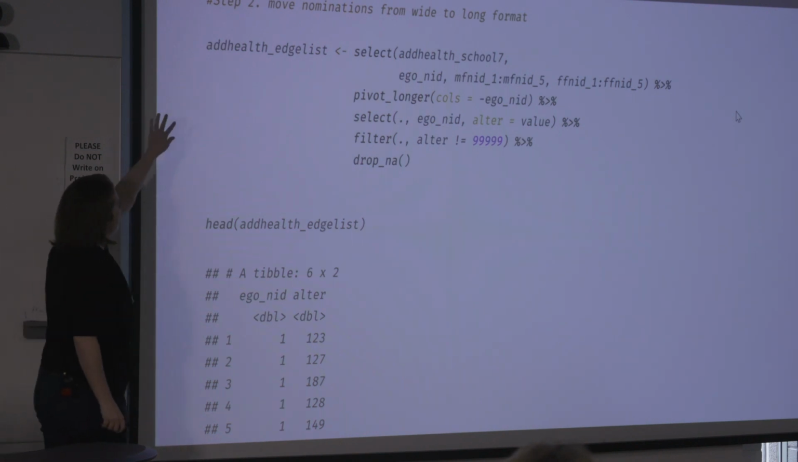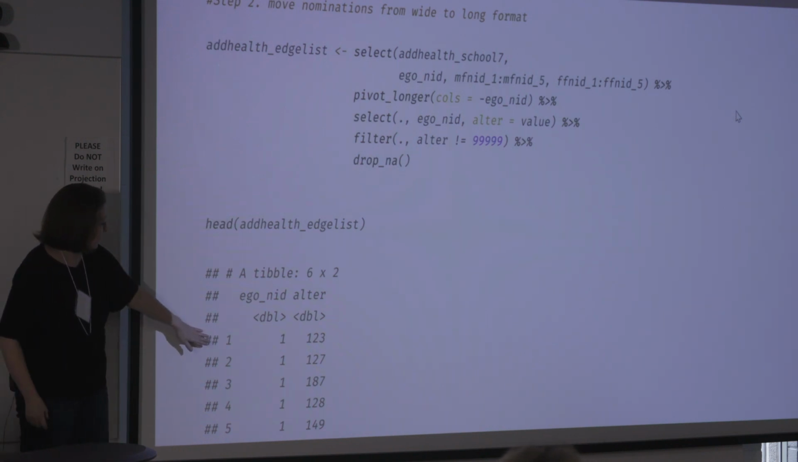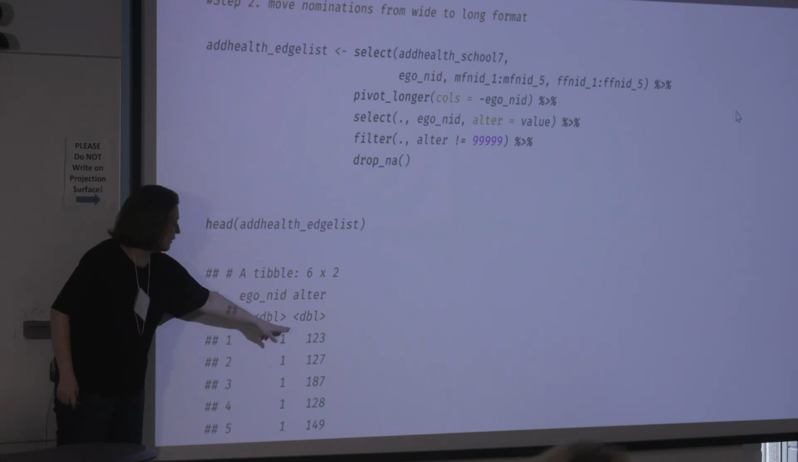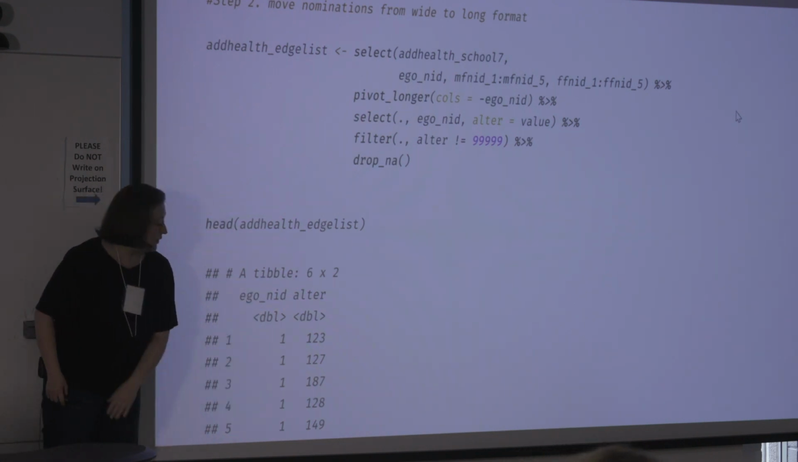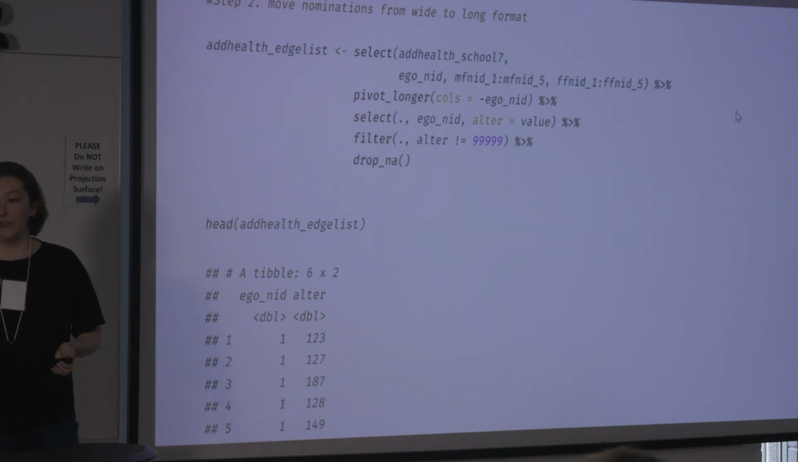So then when I've saved that to the edge list object and run head on my object again, you'll see I just have my edge list, which is just two variables, all of my egos, and then who they nominated. So this person, node 1, will have as many rows as people they have nominated in the network.